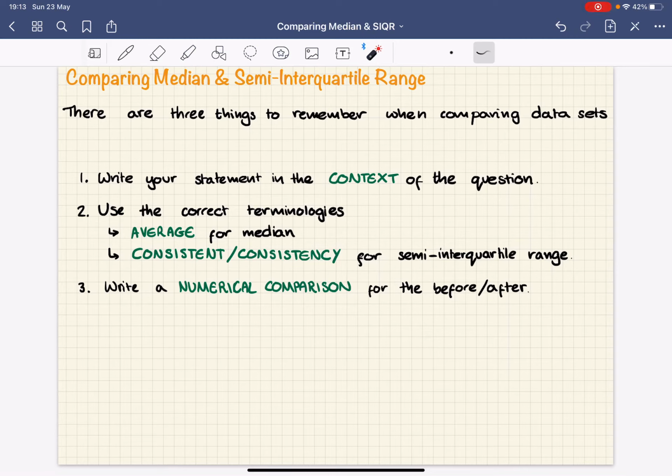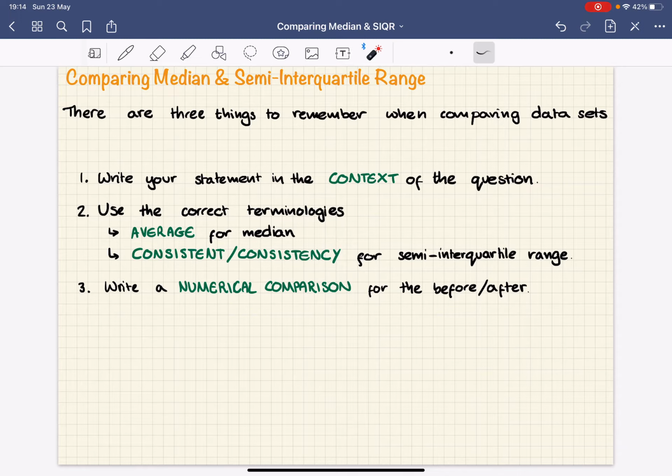Alright, so in this video we're going to be looking at comparing the median and the semi-interquartile range. There are three things you must remember when comparing data sets. Firstly, you must write your statement in context of the question. You must give background as to what you are actually talking about. The second thing is that you must use the correct terminologies.